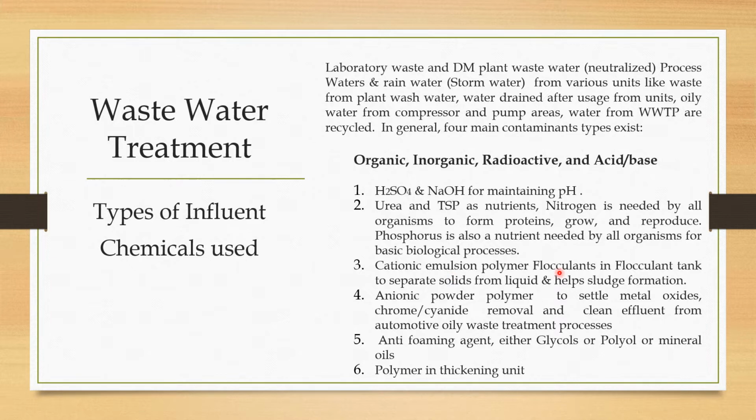Cationic emulsion polymer is added in the flocculant tank to separate solids from liquid and help sludge formation. Another type, anionic powder polymer, is added to settle metal oxides, for chrome and cyanide removal, and to clean the effluent from the automatic oily waste treatment process. One of the polymers will be selected based on the influent impurities. Then the antifoaming agent, either glycol, polyol or vinyl, is added when foaming is there, and the polymer is added in the thickening unit.